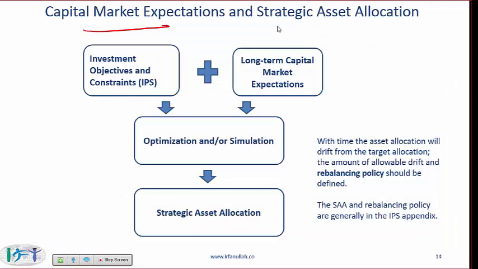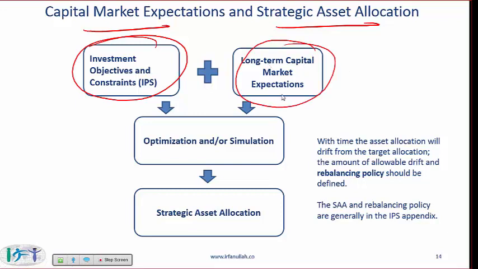Capital market expectations and strategic asset allocation. So the IPS is based on the client, and you as an investment manager should also have a view on how the market is going to perform. You put these two together and maybe you use some sort of an optimization program that you have, and come up with the strategic asset allocation. By strategic asset allocation, we are talking about how much of the money should go into stocks, how much should go into bonds, and how much should go into other asset classes. You are not deciding on the specific stocks or the specific bonds, you are just deciding on the high level asset classes.